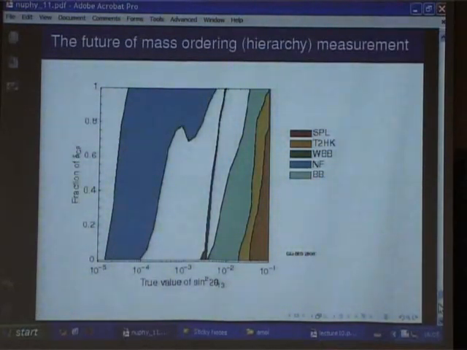This is again measurement of mass ordering, hierarchy measurements. If the theta 13 is small, then measurement of hierarchy is very difficult. But now if you do neutrino factory, for example, you can determine hierarchy even when theta 13 is as low as 10 power minus 4. Right now we are here. So we will be able to detect hierarchy only if theta 13 is somewhere here. Not very far. But a neutrino factory can even go to this much.